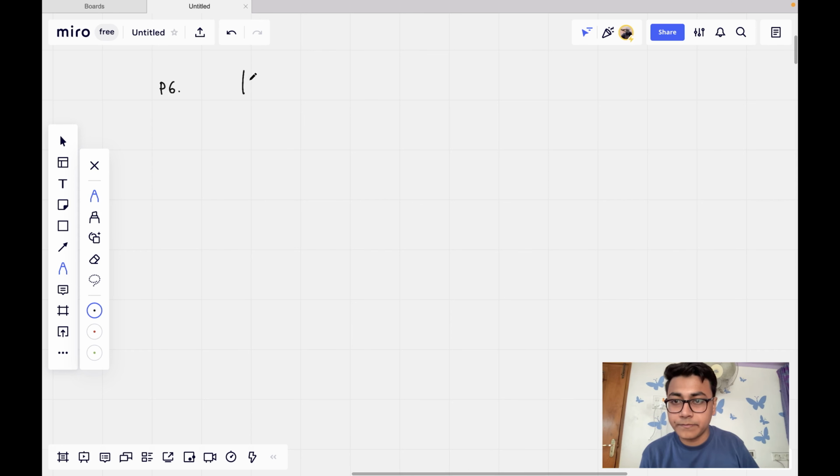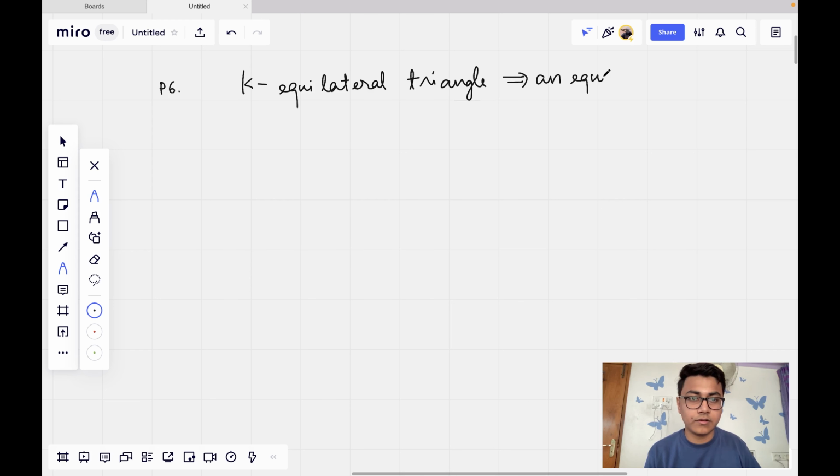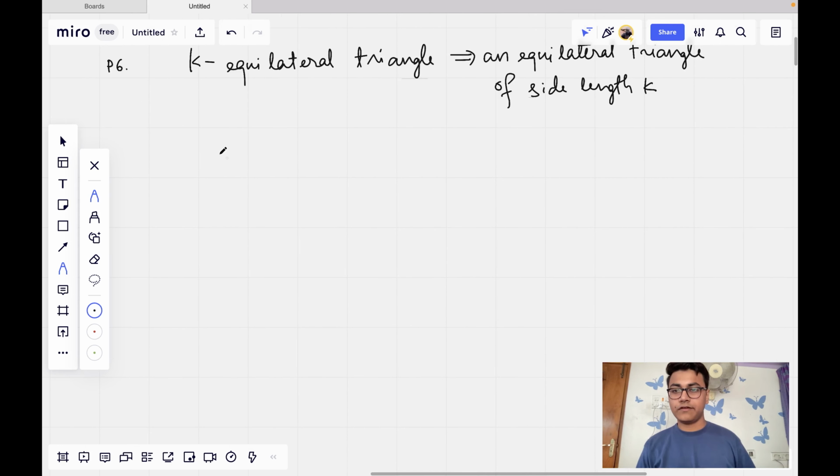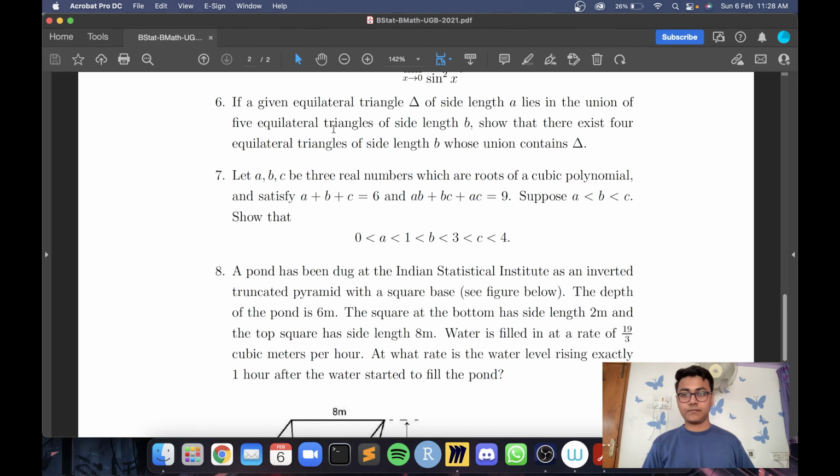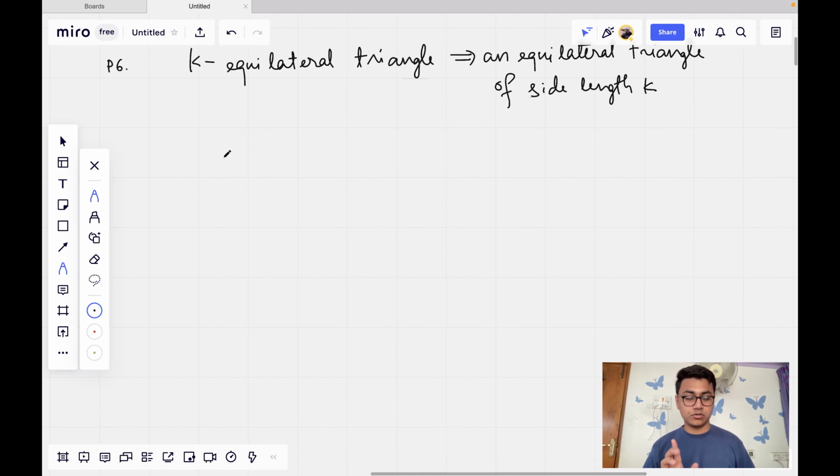A little notation: whenever I say K equilateral triangle, I will mean an equilateral triangle of side length K. So we are given an A equilateral triangle, and we are told that this A equilateral triangle lies in the union of 5 B equilateral triangles. We need to show a condition on B.